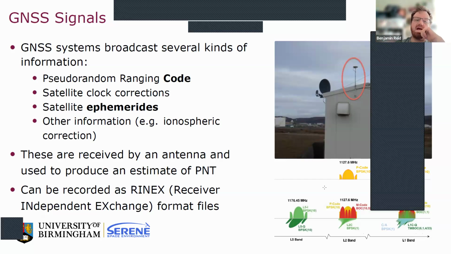They broadcast the satellite ephemerides. I never know how to pronounce that word. That is essentially the satellite telling you where it is, right? It gives you an orbit for where the satellite is, and then some other information like a rough ionospheric correction. So all of these things are encoded on the same signal.